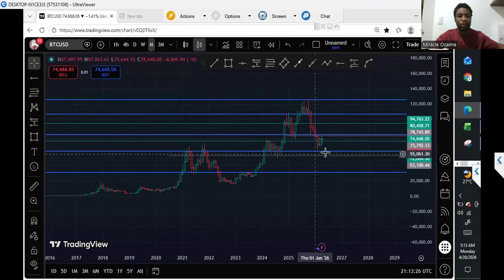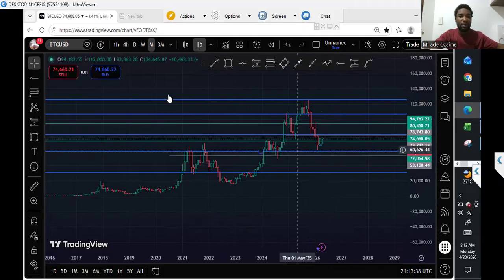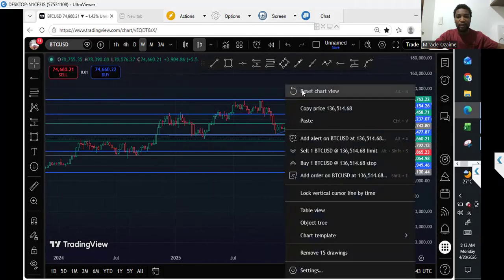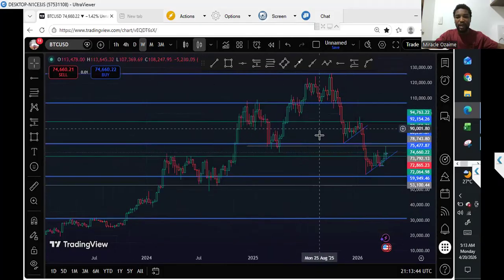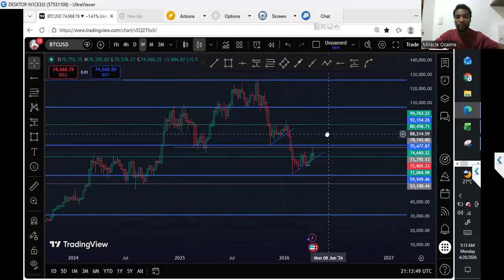This is also a structural region, which is also very important. There is a test of the demand level and the structural region. So I'm looking for a proper base around this area before I'm going to be looking for a significant buy. However, the weekly time frame is kind of saying something different from the monthly time frame. So this is what the weekly time frame is saying.